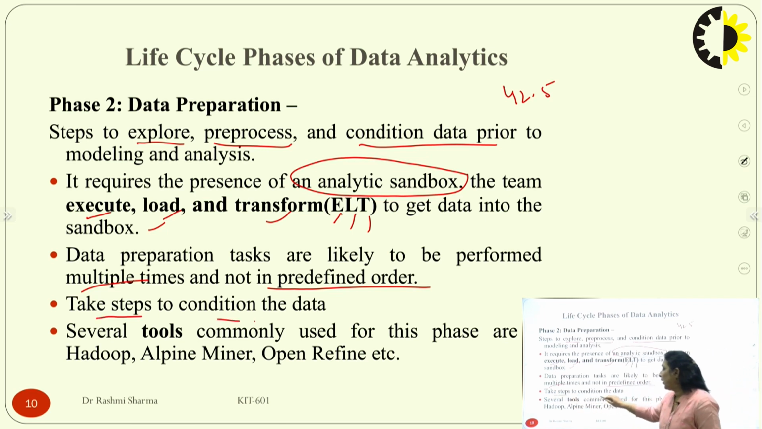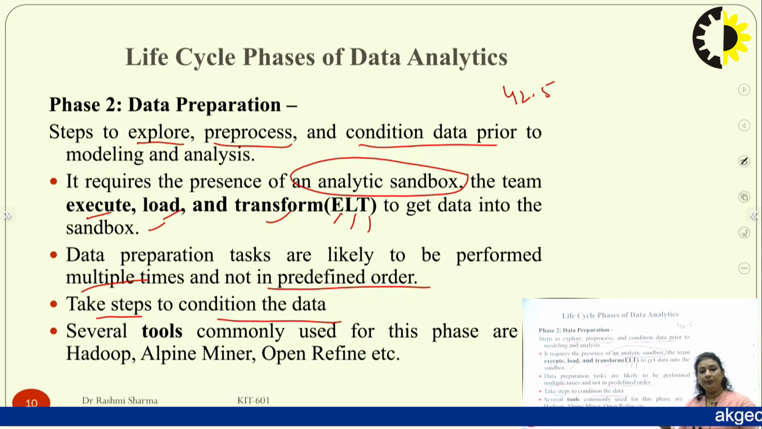Take steps to condition the data. If I require only 4 inputs to that system, I have to delete the other parameters that are not under consideration, or ignore those independent or dependent variables which are not required here. Several tools used for this are Hadoop, where we can store data and use it for cleaning, Alpine Miner, OpenRefine, and so on. These are some of the tools we use for data preparation.